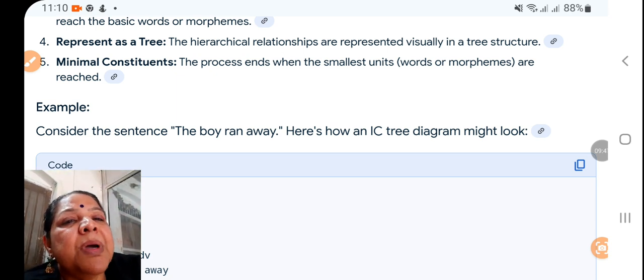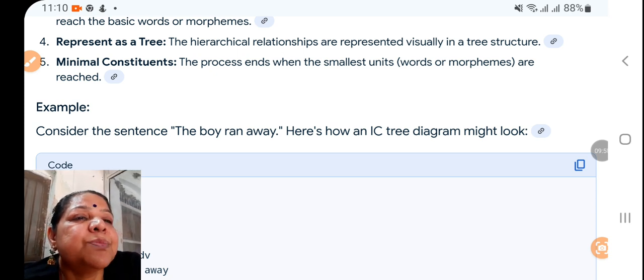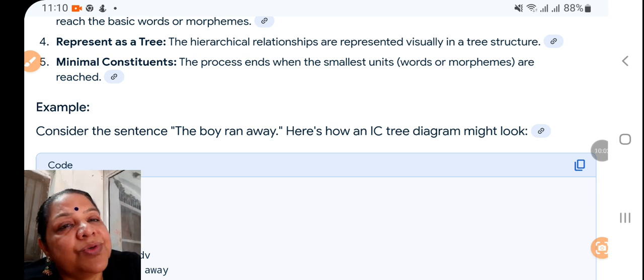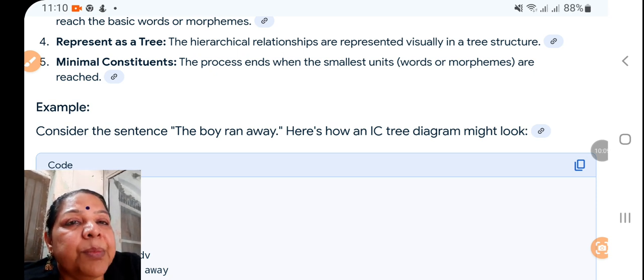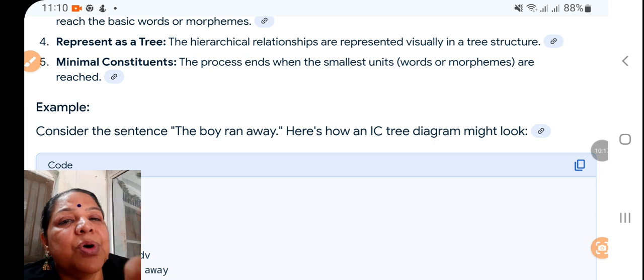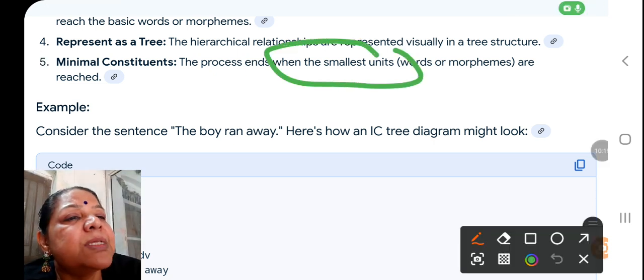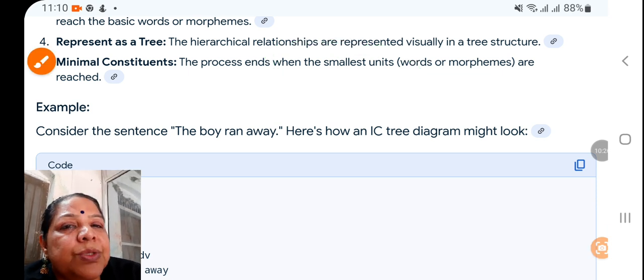Then minimal constituents. Sometimes you may be asked an objective type question: what are minimal constituents? The process ends when the smallest unit, words or morphemes, are reached, which is called minimal constituents. Again, I'm repeating, please take care. What is called minimal constituents? The process ends when the smallest unit, words or morphemes, are reached, which is called minimal constituents.